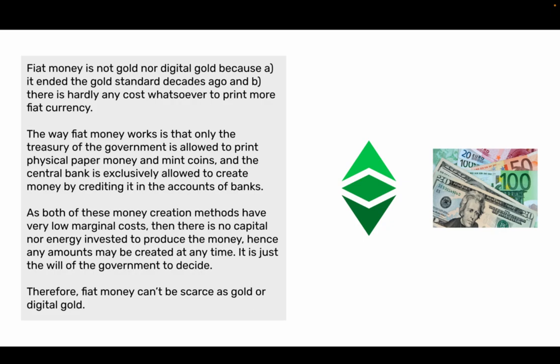The way fiat money works is that only the treasury of the government is allowed to print physical paper money and mint coins, and the central bank is exclusively allowed to create money by crediting it in the accounts of banks. As both of these money creation methods have very low marginal costs, there is no capital nor energy invested to produce the money. Hence, any amounts may be created at any time. It is just the will of the government to decide. Therefore, fiat money can't be scarce as gold or digital gold.